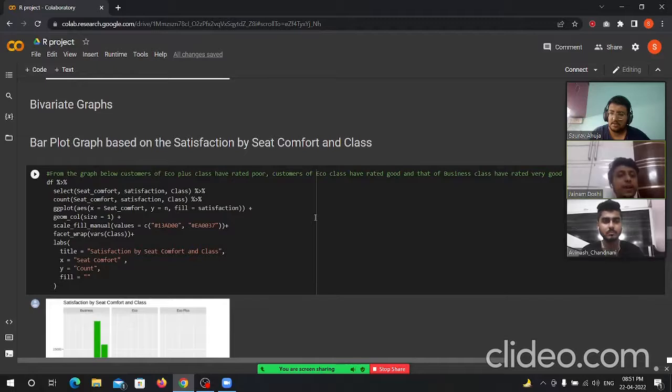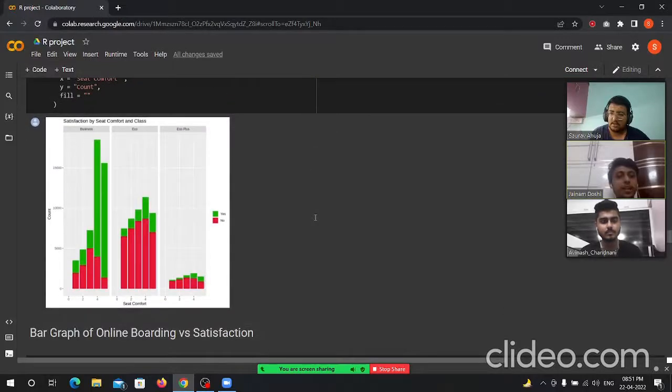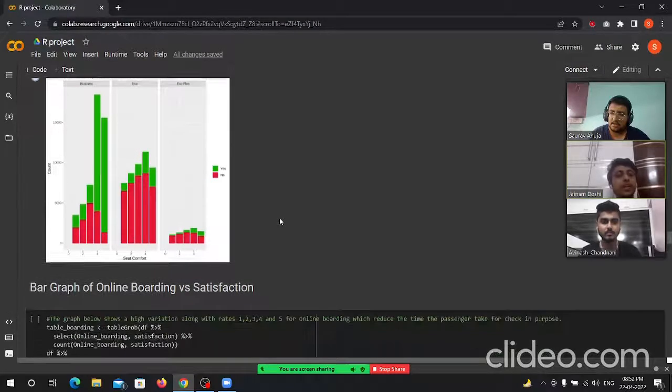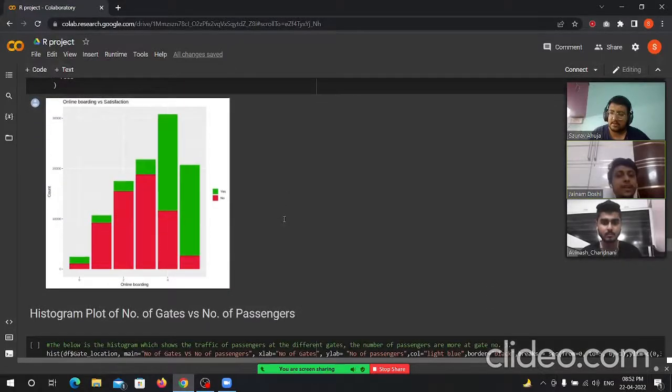The next type of graph is the bivariate graph, the bar plot graph based on the satisfaction by the seat comfort and the class. So the ratings that we get, the seat comfort for the economy class is poor, that of the eco plus class is good, and that of the business class is very good. The bar graph of online boarding versus satisfaction: from this graph, we get the insight that there is variation of the ratings from 1 to 5 for the online boarding.